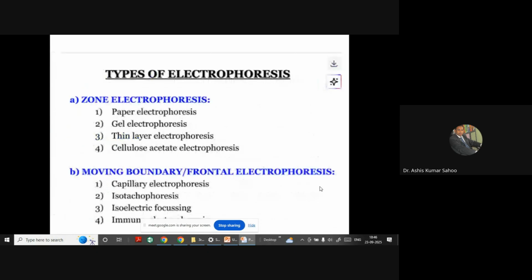So now the types of electrophoresis. On the basis of zone electrophoresis, we have paper electrophoresis, gel electrophoresis, cellulose acetate electrophoresis, etc. On the basis of moving boundary, we have capillary electrophoresis, isotachophoresis, isoelectric focusing, and immunoelectrophoresis. So these are the different types of electrophoresis. We will see them one by one.